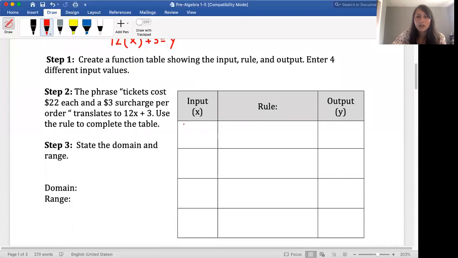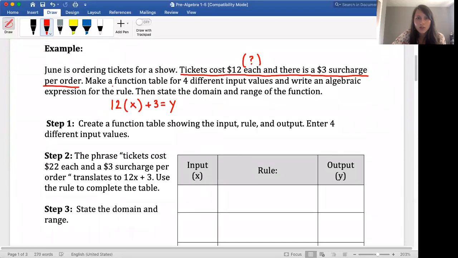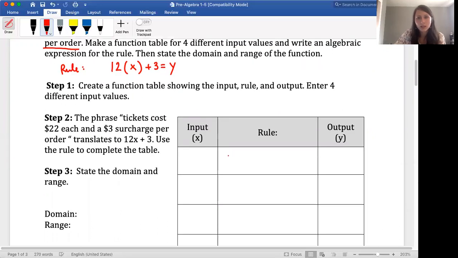So here is a setup of a function table. The instructions say make a function table for 4 different input values and write an algebraic expression for the rule. So this is our rule here. This is our rule that we have to follow, okay? And the table's been made for you. So our rule will be in this spot, 12. Actually, I'm going to put it in the very top. I'm going to put it right here, 12X plus 3 equals Y.